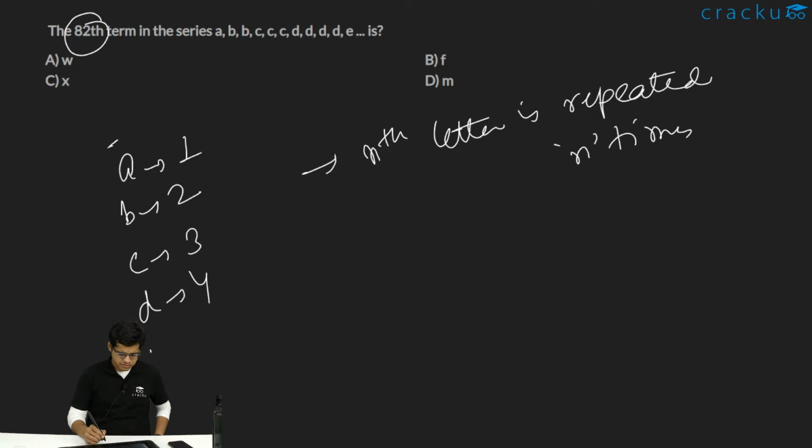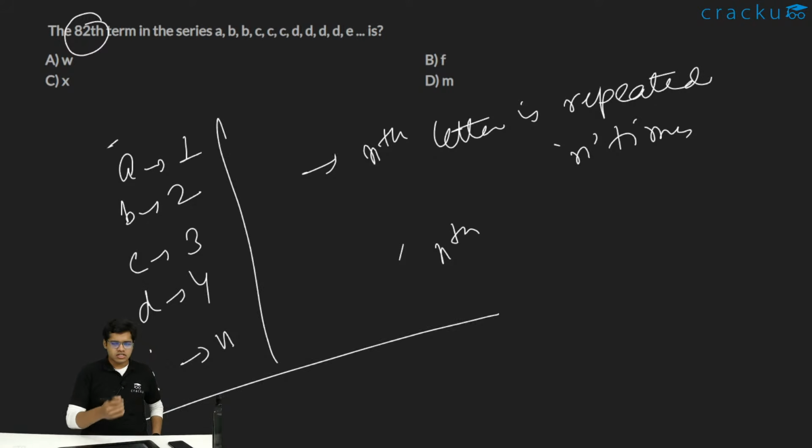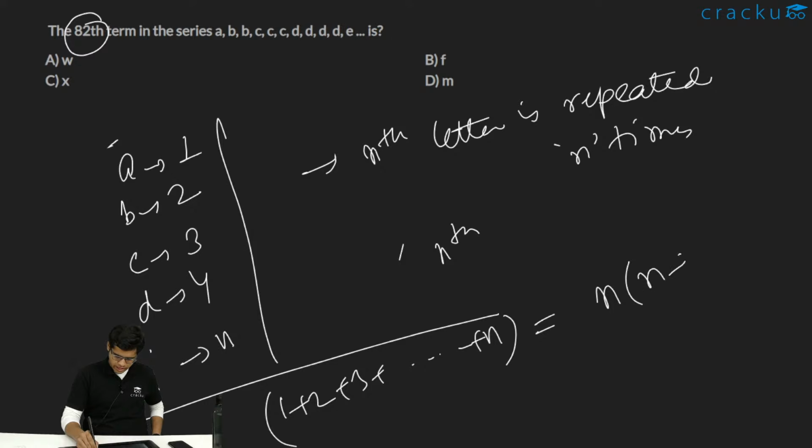So let's say the nth letter. Now this n is not the alphabet n, right? This is just a variable. So sum up to the nth letter, all the letters up to the nth letter. What will be the sum? The sum will be 1 plus 2 plus 3 up to n, which is n into n plus 1 by 2.